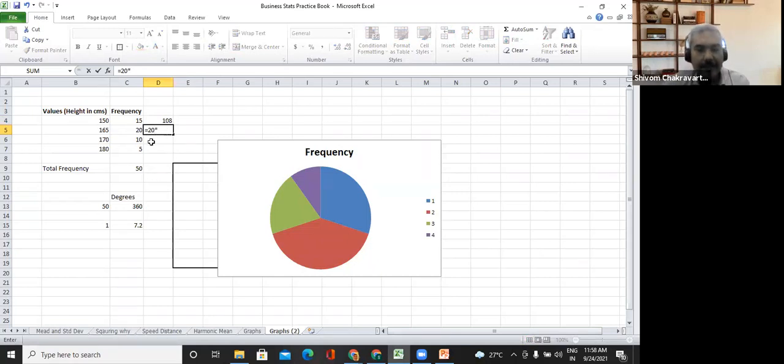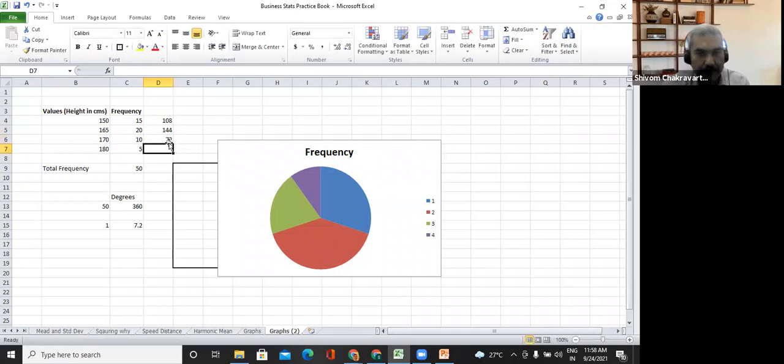So 20 multiplied by 7.2. So we are trying to distribute the 360 degrees into the number of degrees corresponding to each of the values, depending on their frequency. Okay. So here it will be 10 multiplied by 7.2.